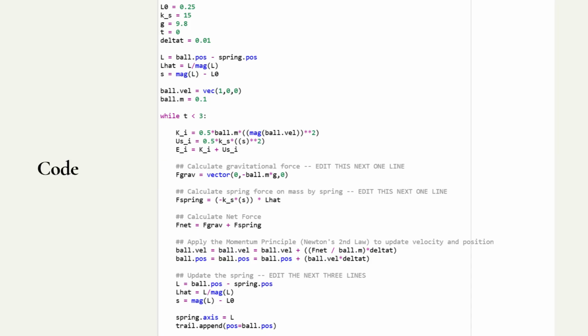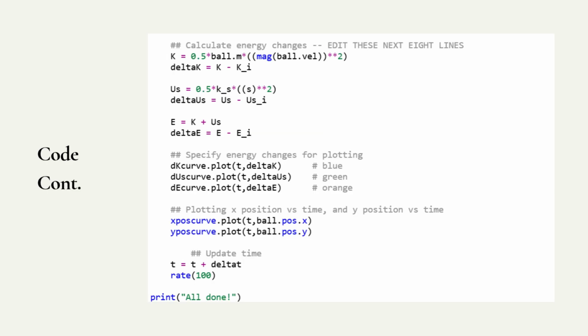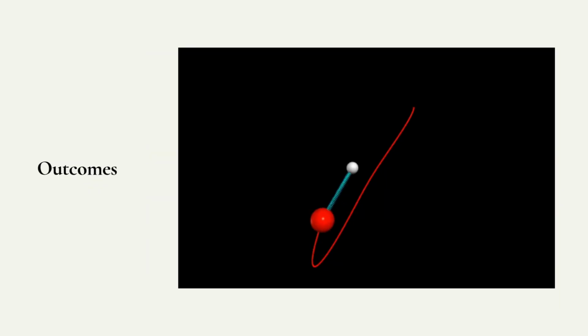Here's the first part of the code for my lab. As you can see, we define our initial conditions, define the direction of the spring, and then go into calculating the force and how that is impacting the ball's motion. And then I use that updated motion to calculate the changes in the system energy.